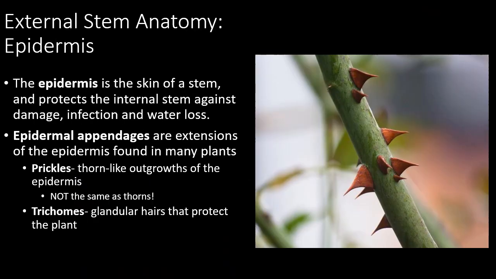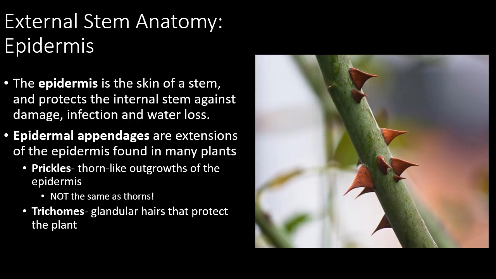The epidermis is the skin of a stem, same as our epidermis. That's just the outer layer of skin. And that just protects the internal stem against damage, infection, and water loss. The same things that human skin accomplishes for us.